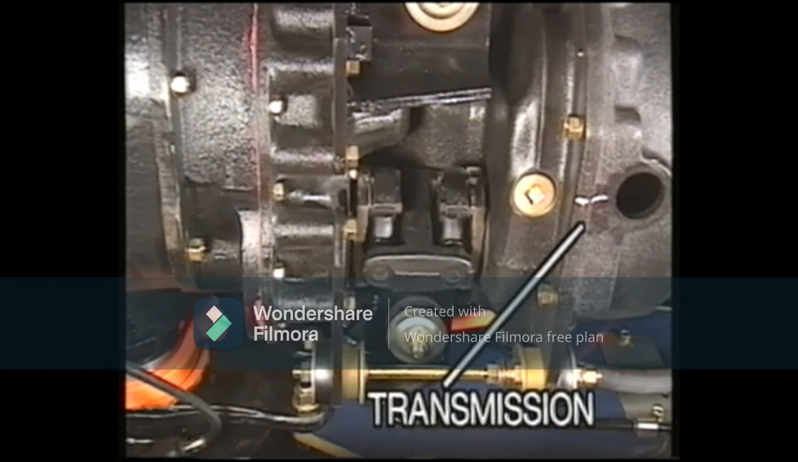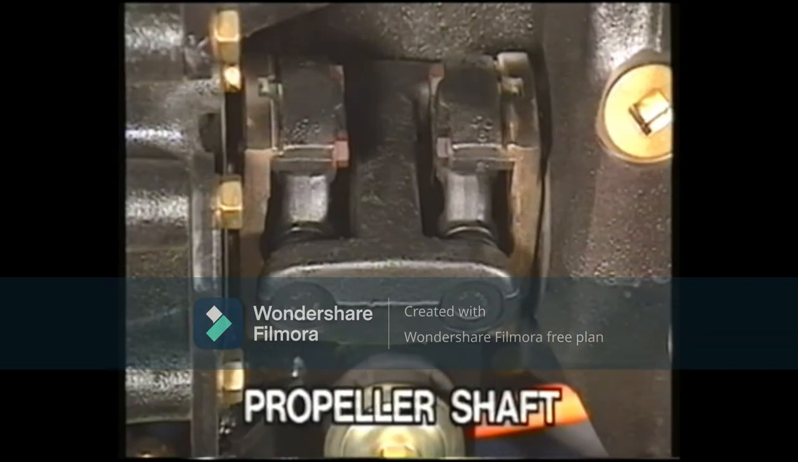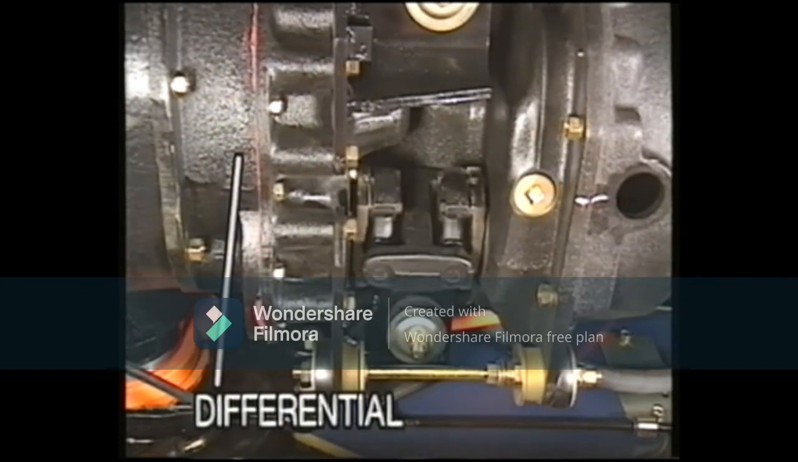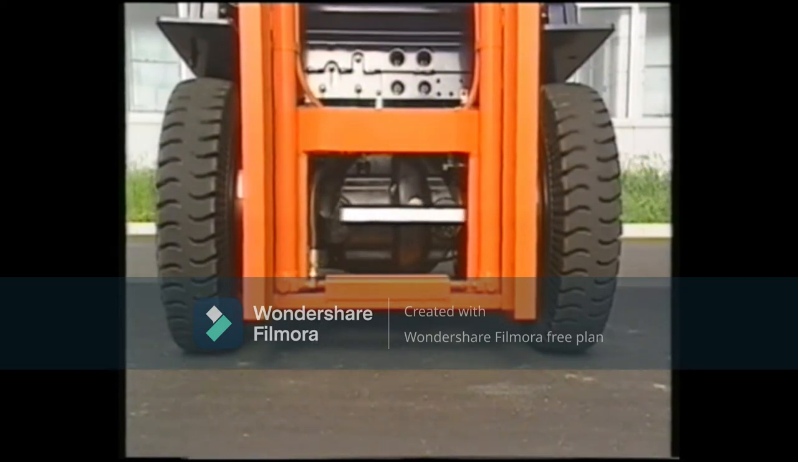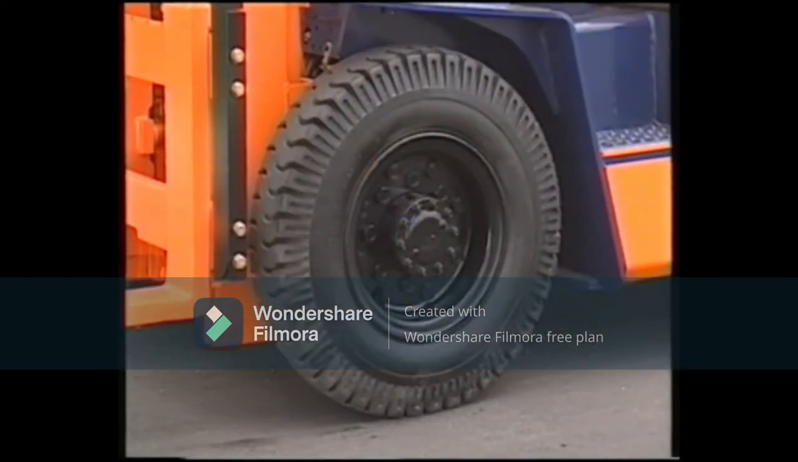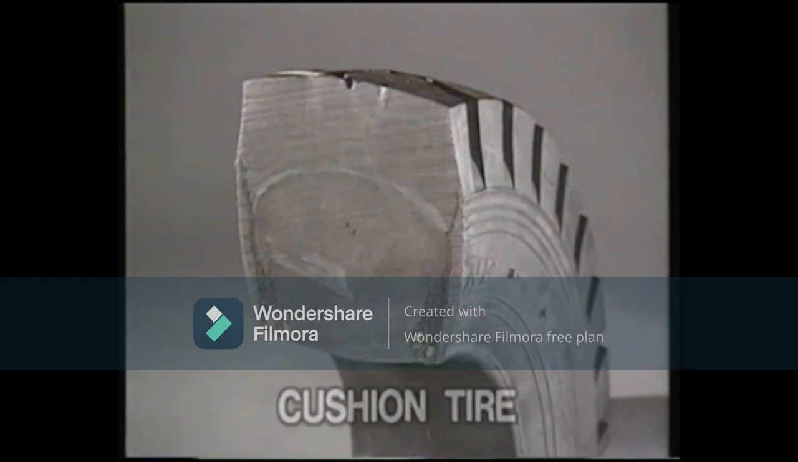The engine power is transmitted from the transmission to the propeller shaft and to the differential. The power is reduced in speed but increased in torque by the differential, divided into two lines and transmitted to the wheels. There are several types of forklift tires: pneumatic tires, cushion tires, and solid tires.